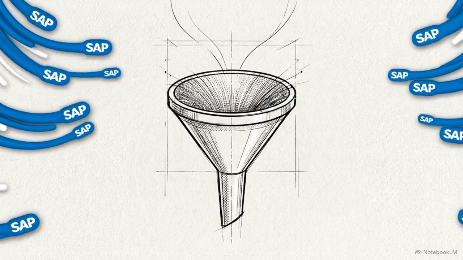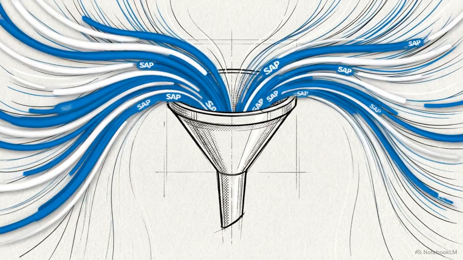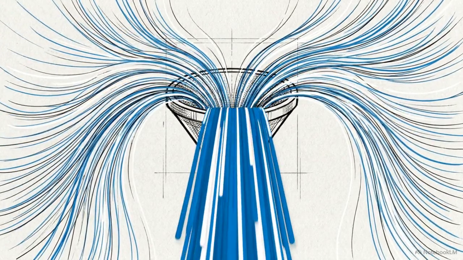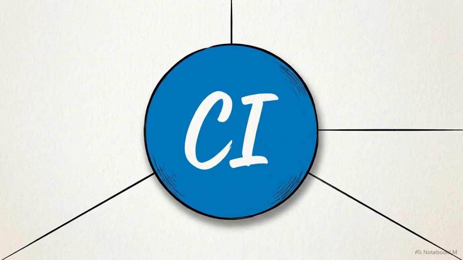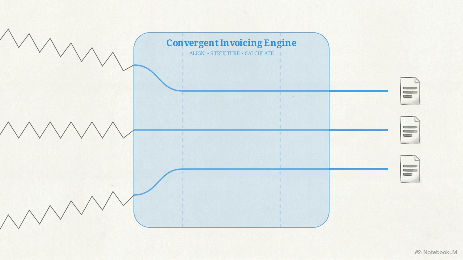When an enterprise processes thousands of individual billing records, whether from prepaid plans, metered usage, or flat subscriptions, that data needs a central point of convergence. That convergence happens in SAP Convergent Invoicing, or CI. Convergent invoicing aligns, structures, and calculates these incoming streams to generate unified invoicing documents.